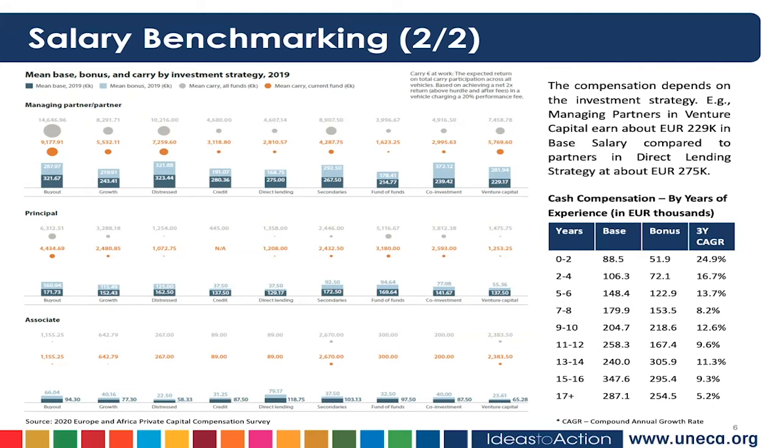You can also see in the bottom right-hand side, we've got a little table here to show you what the cash compensation looks like by years of experience in thousands of euro. So with very little experience, between 0 and 2 years of experience, the base compensation starts at about 88,000 euro. And the growth over 3 years is about 25%. But if you look at 17 plus years, the base is quite high with a much lower compounded annual growth rate of 5.2%.